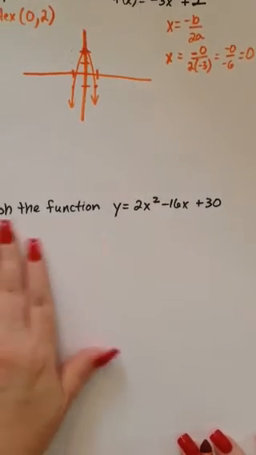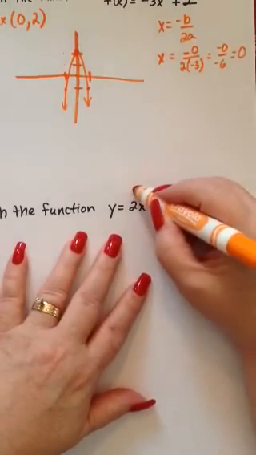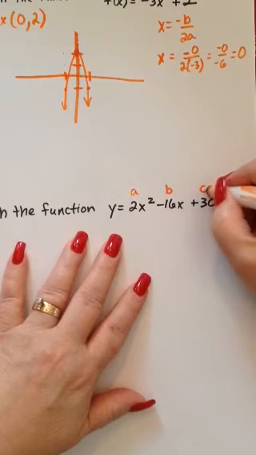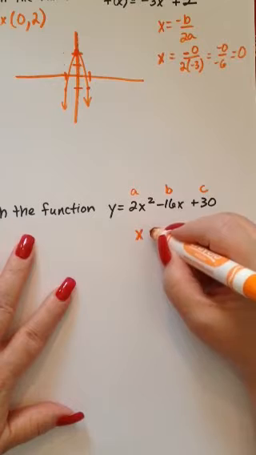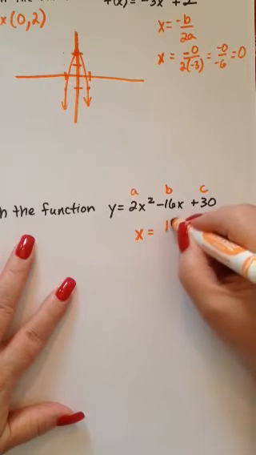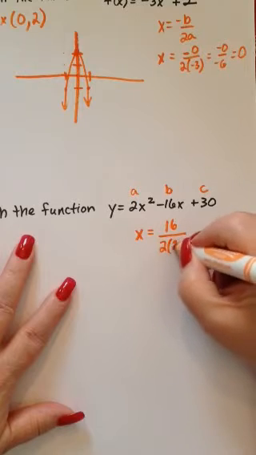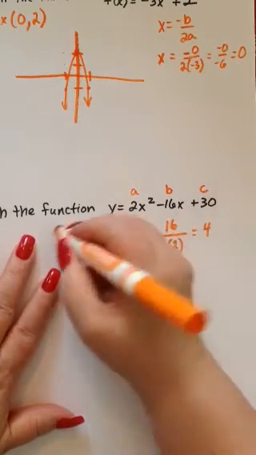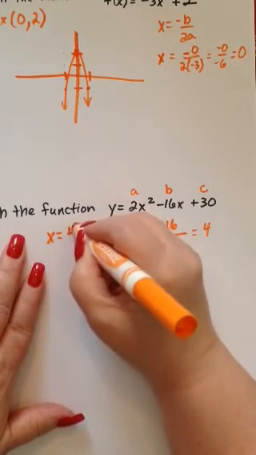All right, we're asked to graph the function. You can't see the word graph there, but just graph the function. We know a is 2, b is negative 16, and c is 30. So to figure out the vertex first, we'll go x is equal to negative b, which would be positive 16, over 2a, so 2 times 2. So 16 over 4 would be 4. So I know that x is going to be equal to 4.